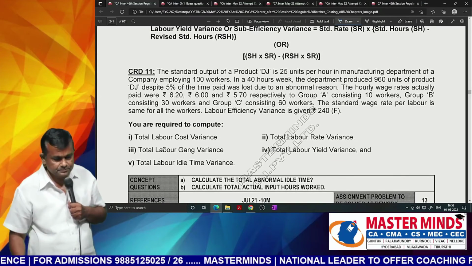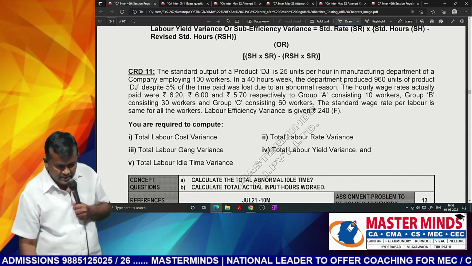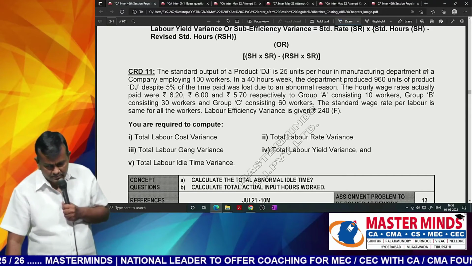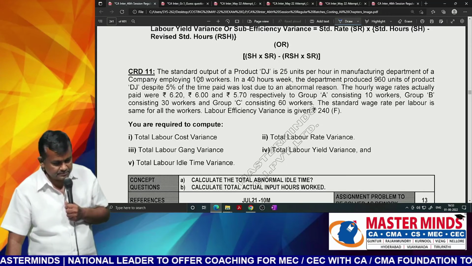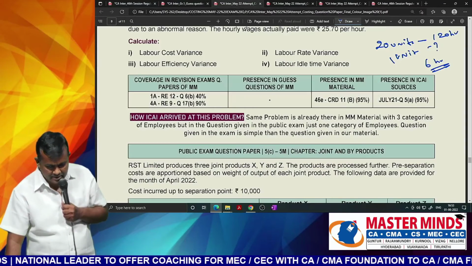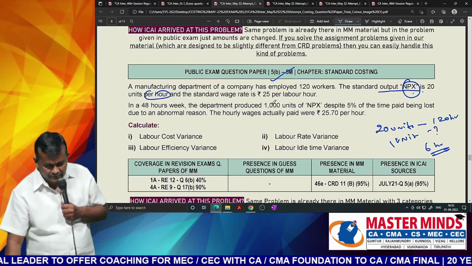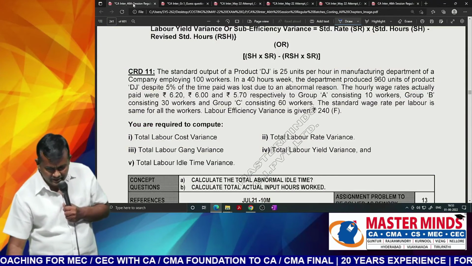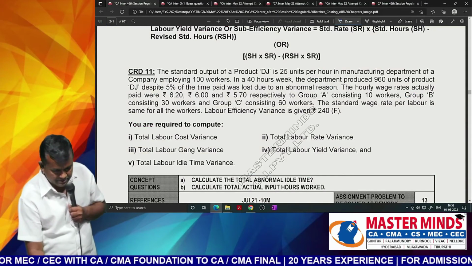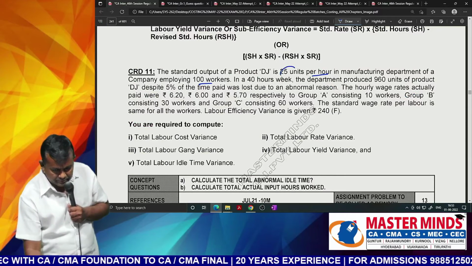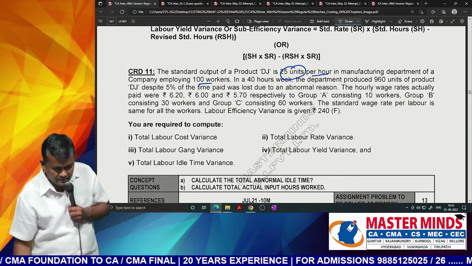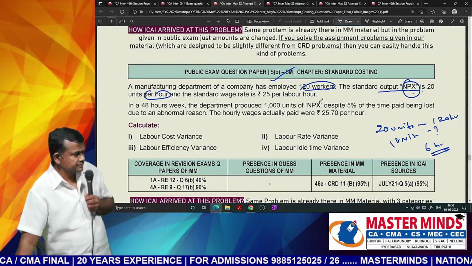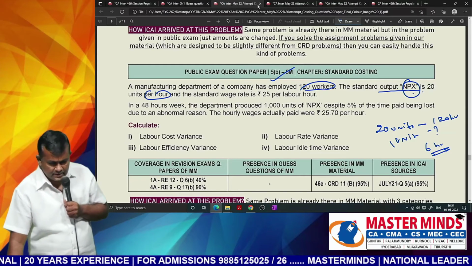So this is the problem. The standard output of product DJ is 25 units per hour in a manufacturing department of a company employing 100 workers. In the examination, 120 workers; in our material, 100 workers. In 1 hour, 25 units in our material; here 1 hour, 20 units. Just numbers change.